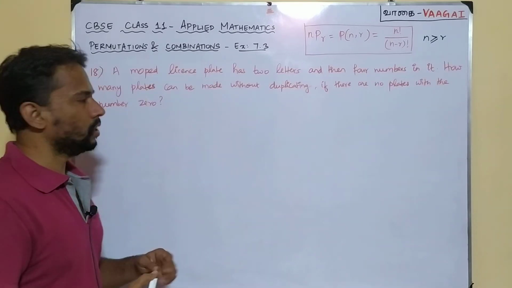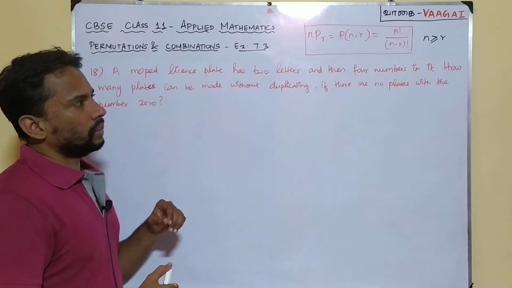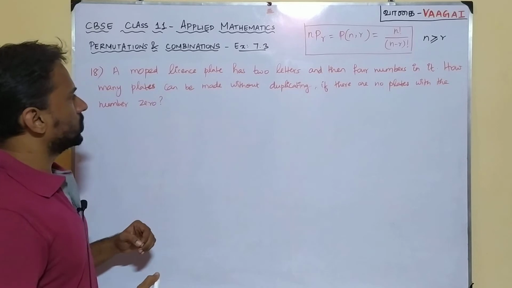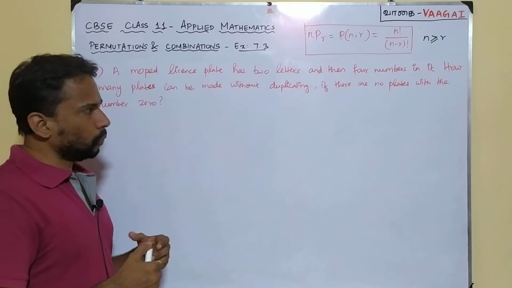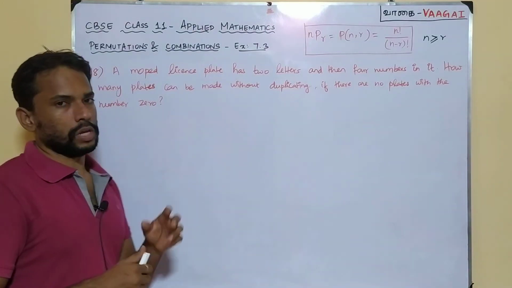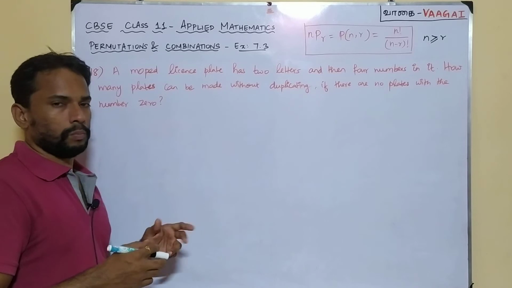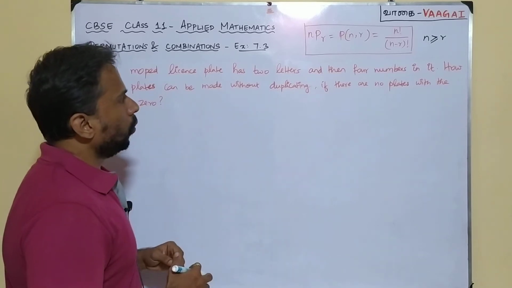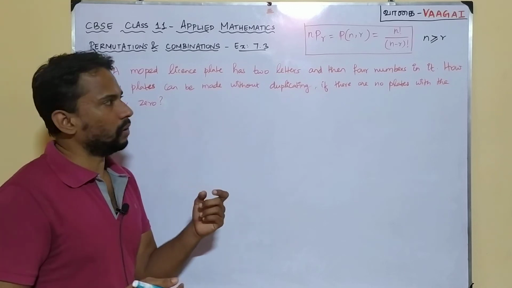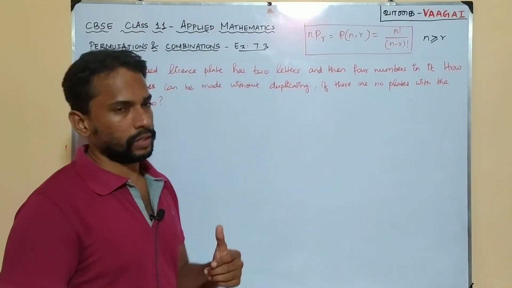Another interesting one. A moped license plate has 2 letters and then 4 numbers in it. How many plates can be made without duplicating if there are no plates with the number 0? So there is a license plate for mopeds. You will have 2 letters, followed by 4 digits. This is what they are saying.